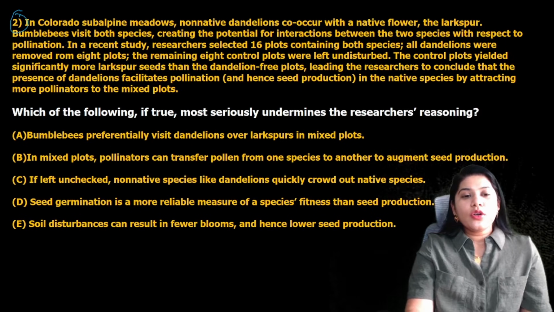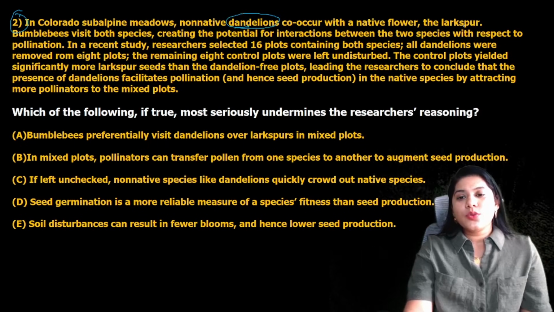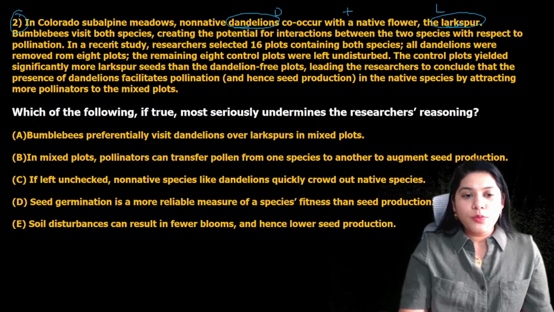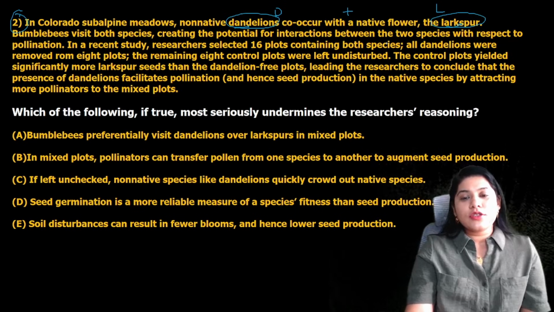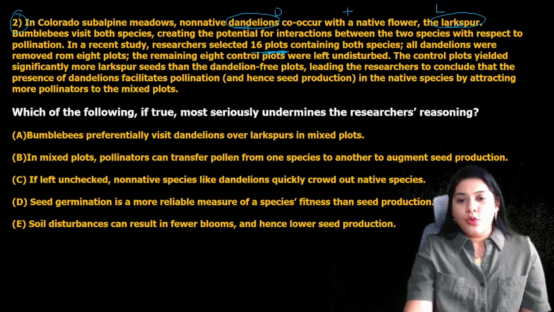Okay. In Colorado subalpine meadows, non-native dandelions coexist with larkspur. In this particular area, these two flowers coexist. Bumblebees visit both species, creating the potential for interactions between the two species with respect to pollination. In a recent study, researchers selected 16 plots containing both species. See, these two lines carry important information. All dandelions were removed from 8 plots. The remaining 8 control plots were left undisturbed.